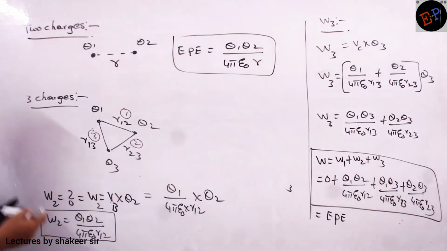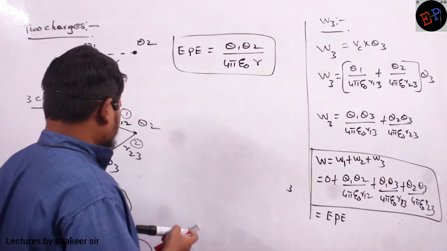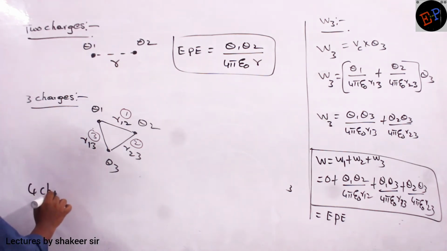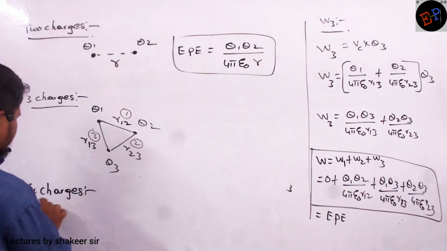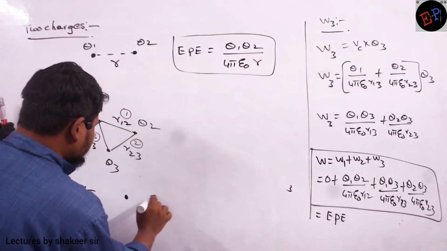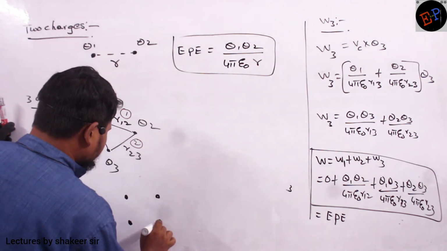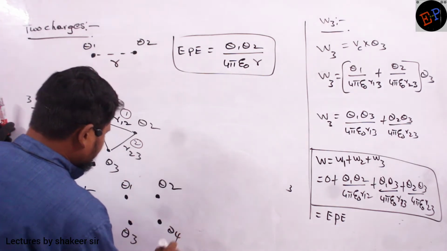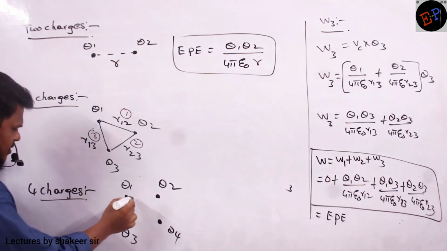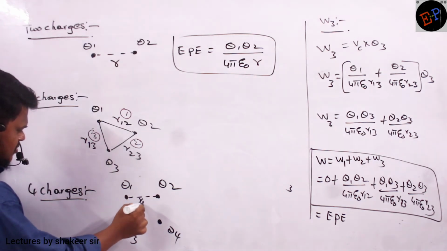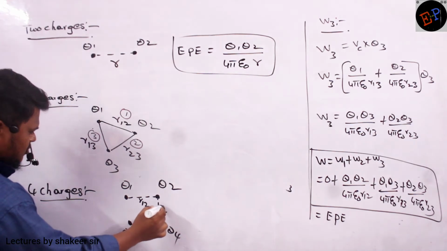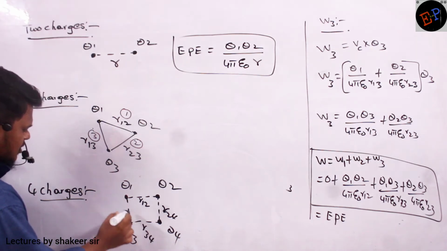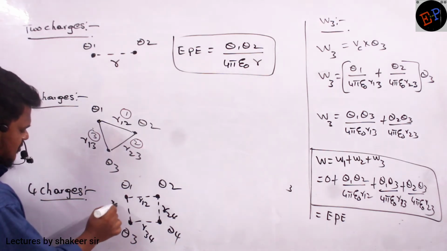Similarly, if I take 4 charges, a 4 charged system, 4 charges are present in a configuration. So consider this is one charge, second charge, third charge and fourth charge. So Q1, Q2, Q3, Q4, 4 charges. So the distance between 1 and 2, let us call it R12. This is R24. This is R34. This is R13.